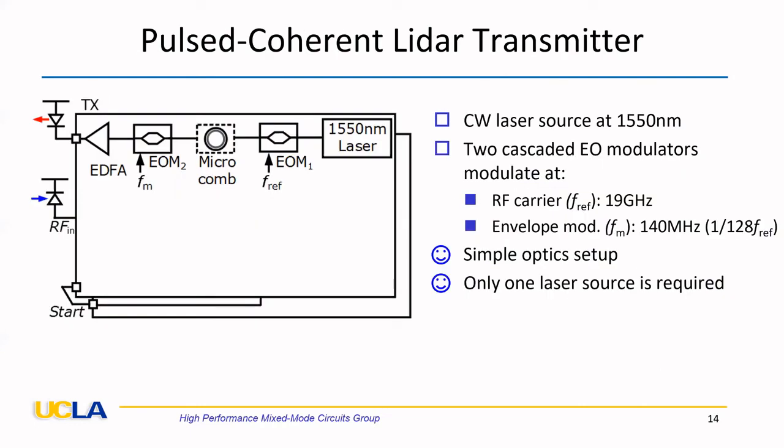This is the transmitter design. We have a 1550 nanometer CW laser. It is first modulated by an EO modulator at a 19 GHz RF carrier. Then we inject the modulated laser into a comb to purify the noise. After the comb, we have a second EO modulator to do the envelope modulation at 140 MHz. And an EDFA then amplifies the laser and sends out the amplitude modulated signal. The advantage of this transmitter is that it only requires a single laser source, therefore simplifying the optic design.